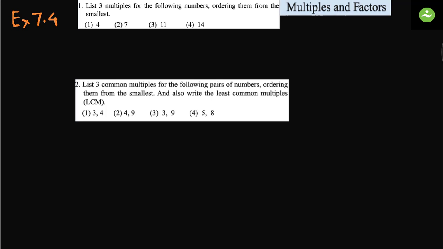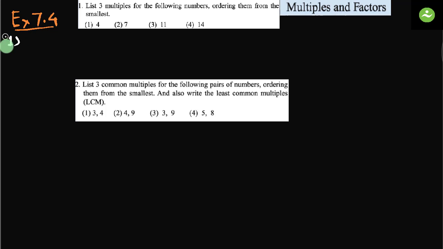Greetings from Talent Upskill, Class 4, English version, Math, Exercise 7.4, number 1. The chapter is about multiples and factors. Number 1: list 3 multiples for the following numbers, ordering them from the smallest. So let us do number 1, bracket 1.